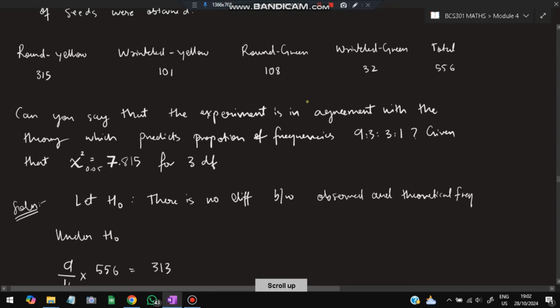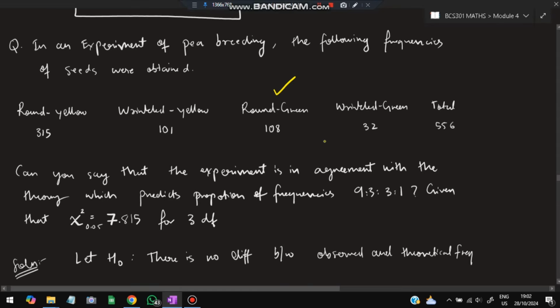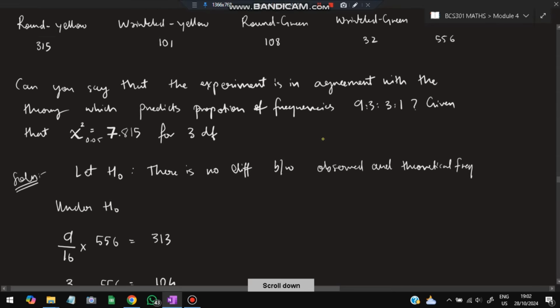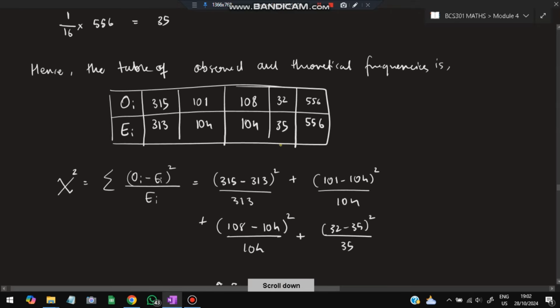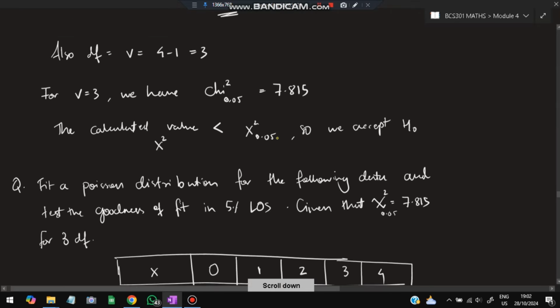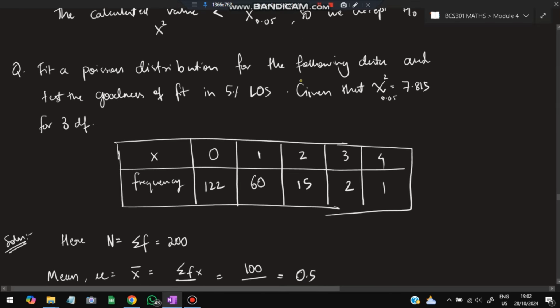The first type is where they directly give you the frequencies, and using the basic formula of the mean and the squares we'll be calculating it. That's the first type. The second type is where they give you the formula and tell you to calculate in the form of Poisson distribution. Okay, Poisson distribution, you have to calculate the chi-square. Now how do you do that?